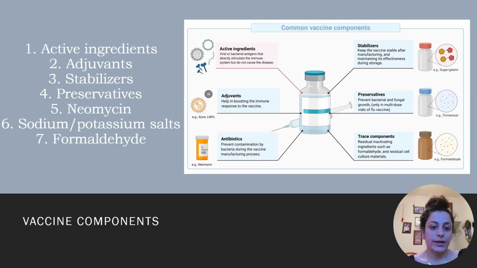So, in addition to the active ingredients, which is the antigen, the vaccine also has an adjuvant, which is aluminium, and it strengthens and prolongs the immune response. There are stabilizers like sucrose and trehalose, which help to keep the vaccine stable throughout storage as well as transportation. And then there's preservatives, which help to prevent bacterial growth and contamination. And then there are small amounts of neomycin, which is an antibiotic to help prevent bacterial growth as well as contamination of the vaccines.